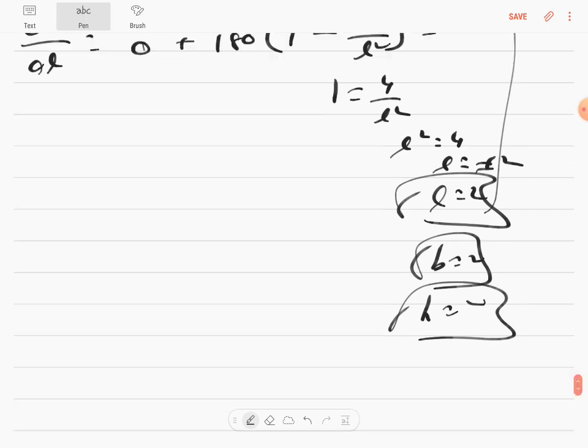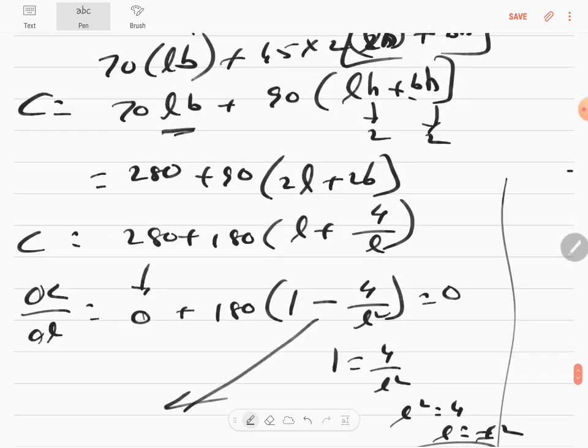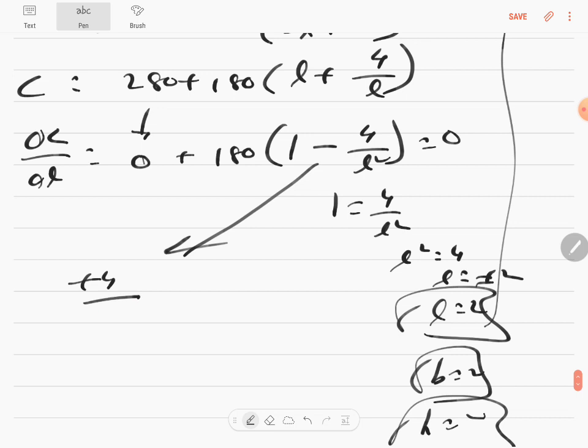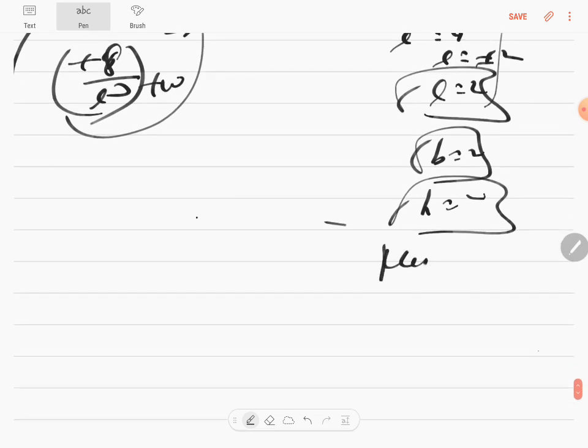Okay, so to prove it's minimum, you have to take the double differentiation. Minus 4 is a constant, 1 by L square differentiates to minus 2 by L cube, so it becomes plus 8 by L cube, which is positive. Verification by double differentiation: therefore it is minimum cost.